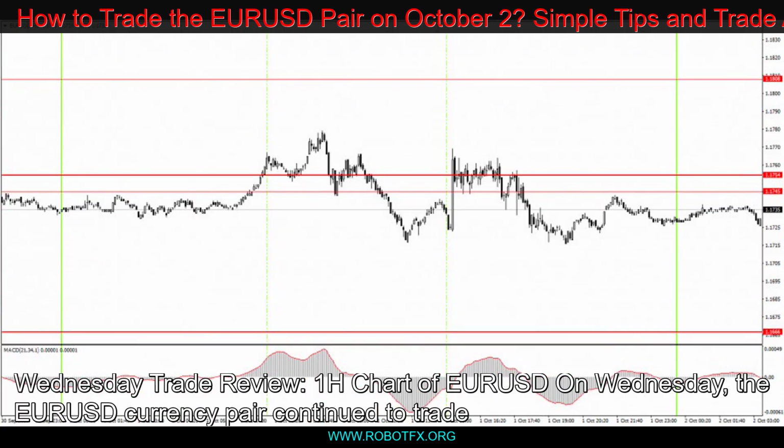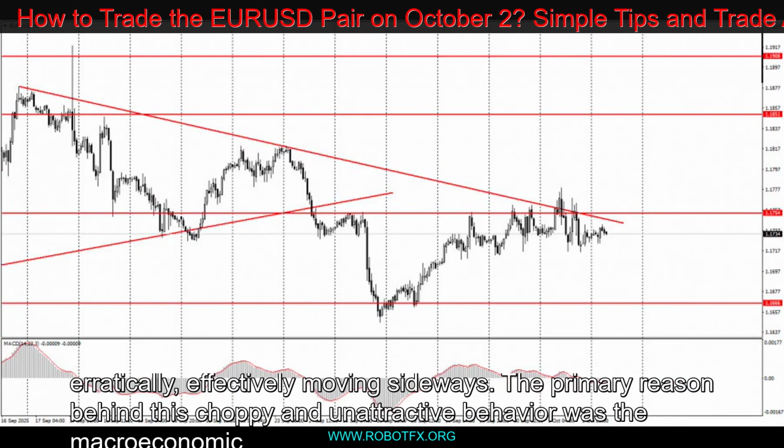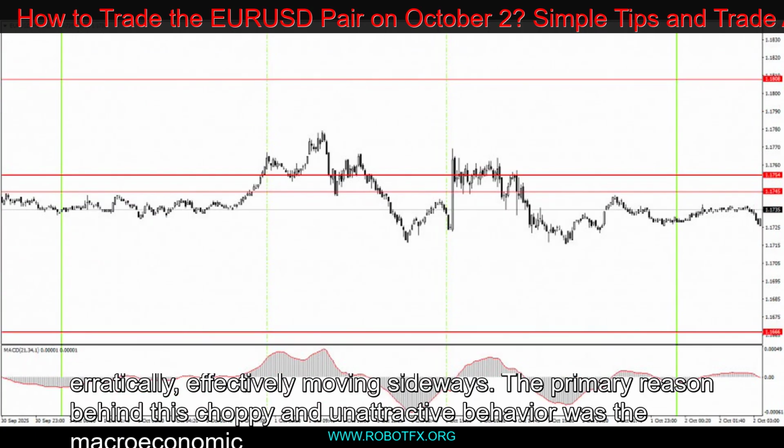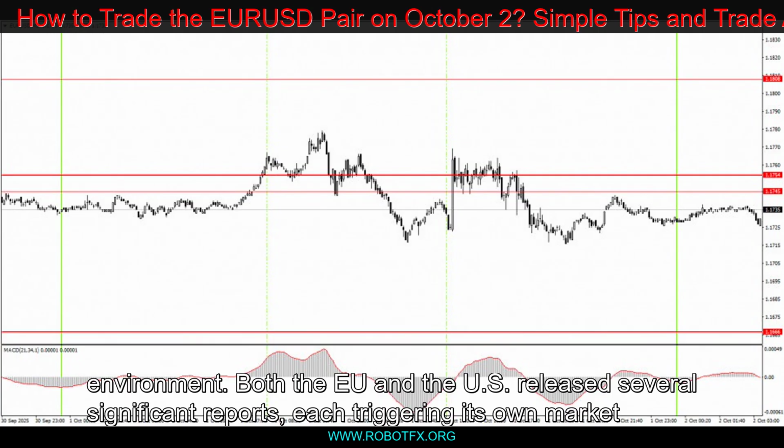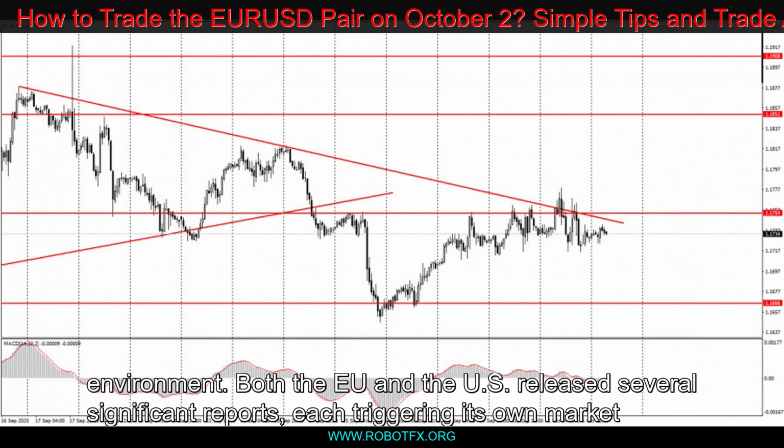The EURUSD currency pair continued to trade erratically, effectively moving sideways. The primary reason behind this choppy and unattractive behavior was the macroeconomic environment. Both the EU and the US released several significant reports, each triggering its own market reaction.